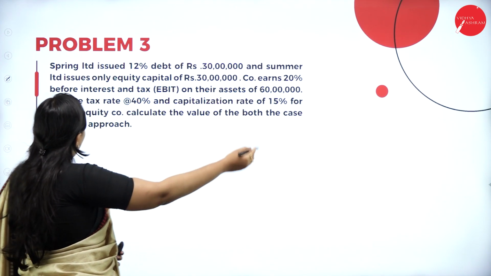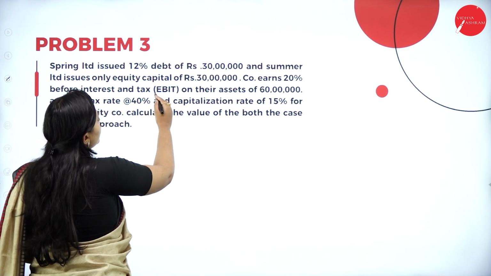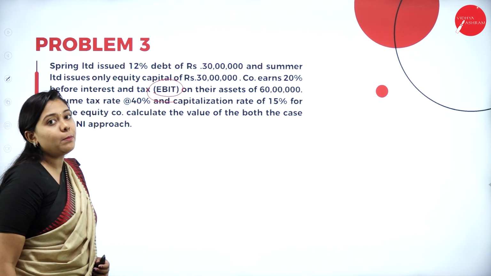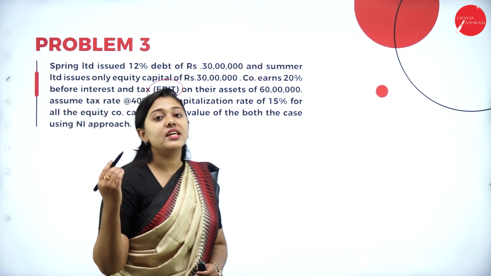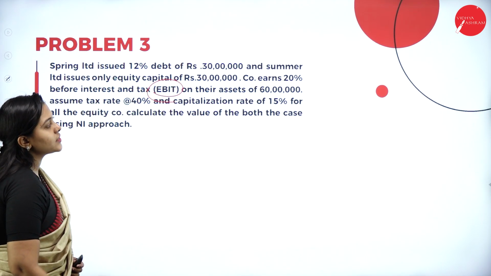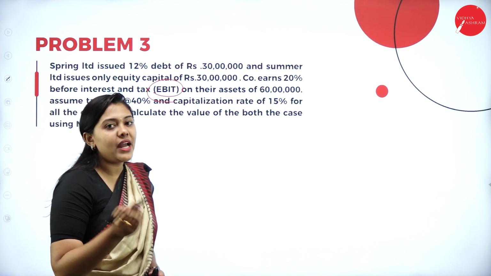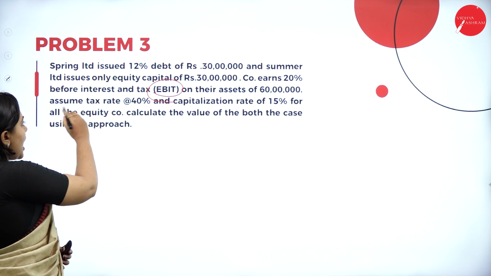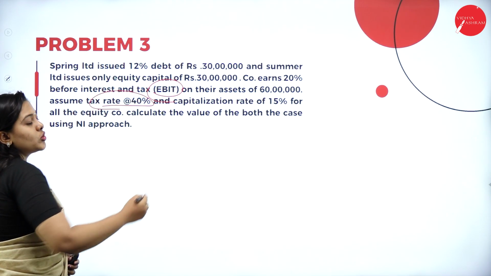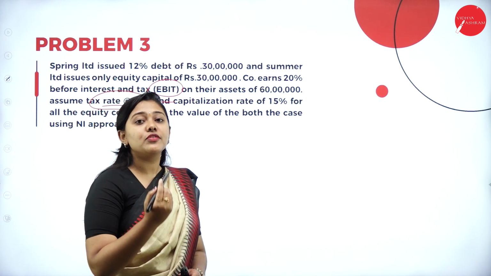So earns 20% before interest and tax. So what is this 20%? It is nothing but your EBIT, net operating income. So on their assets of 60 lakhs. So on 60 lakh, 20% will be your EBIT amount. Assume tax rate 40%, so this tax rate we are ignoring, and capitalization rate is 15%.